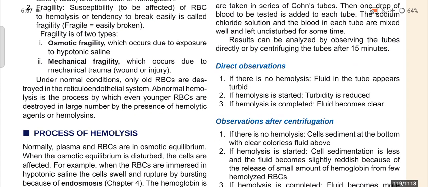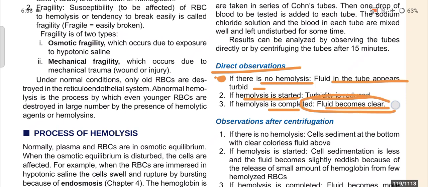Let us see. First of all, direct observation. Number 1. If there is no hemolysis, the fluid in the tube appears turbid. If hemolysis started, turbidity is reduced. If hemolysis is completed, the fluid becomes clear. So if no hemolysis occurs, then the fluid in the tube appears turbid. It will be as it is. If hemolysis is started, turbidity is reduced, and when hemolysis is completed, then the fluid becomes clear.